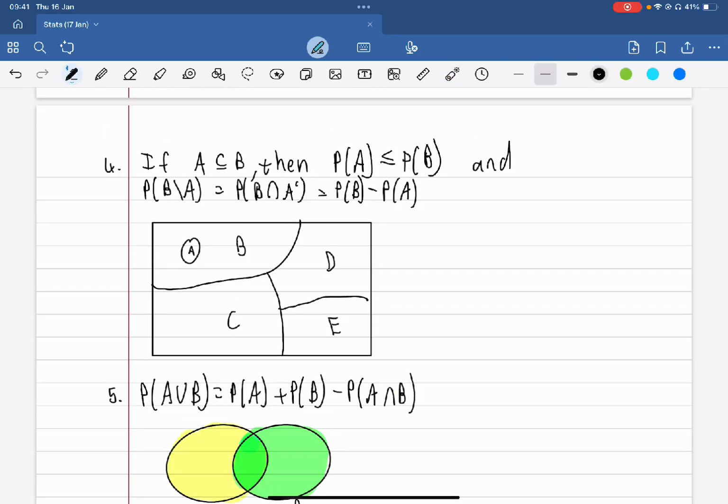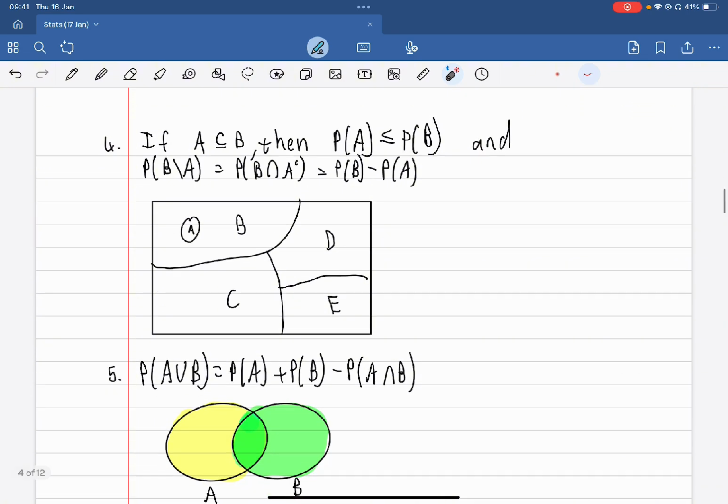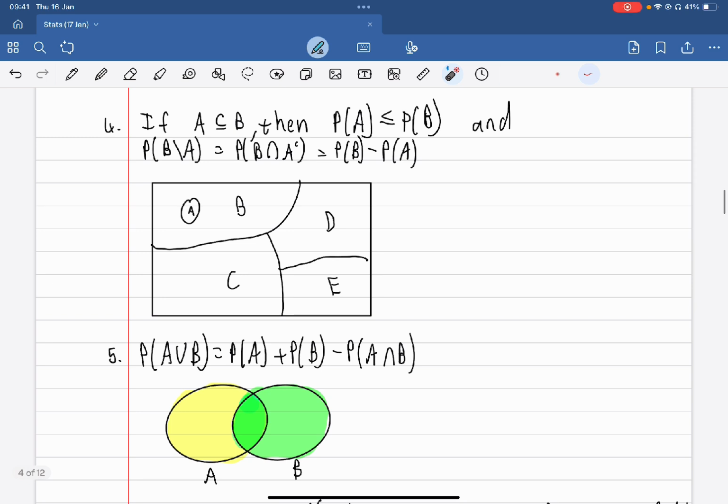Number 4. It says that if A is a subset of B, then the probability of A is less than or equal to the probability of B. And the probability of B set subtract A, so you're subtracting the set A from set B, is equal to the probability of B intersection A complement, which is equal to probability of B minus A. So this one's a little bit tricky to think about, so I drew a picture.